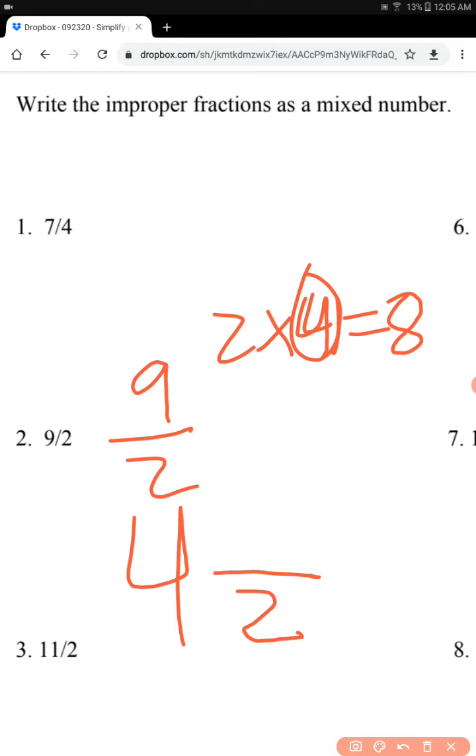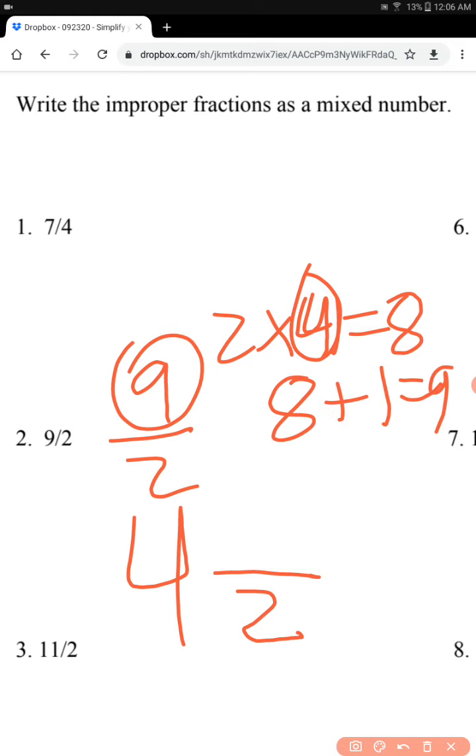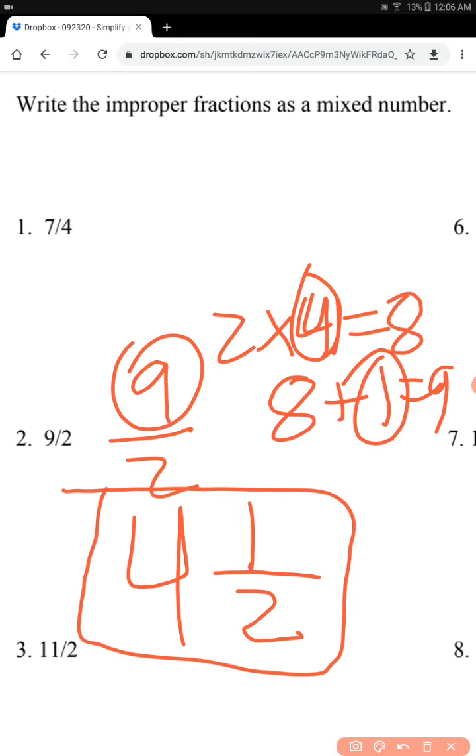4 times 2 equals 8. And in order to get to 9, what do you have to do to 8? You just add 1. So 8 plus 1 equals 9. So that remainder, 1, goes here. So 9 over 2 equals, in mixed number form, 4 and 1/2.